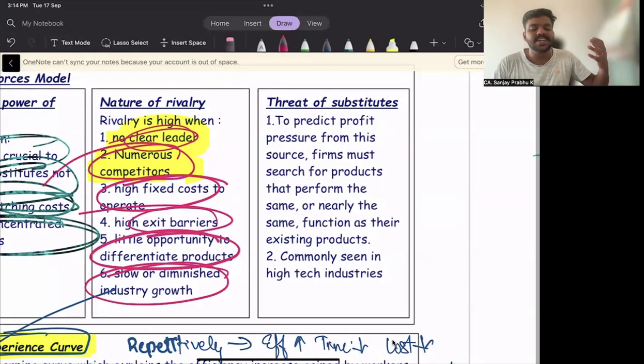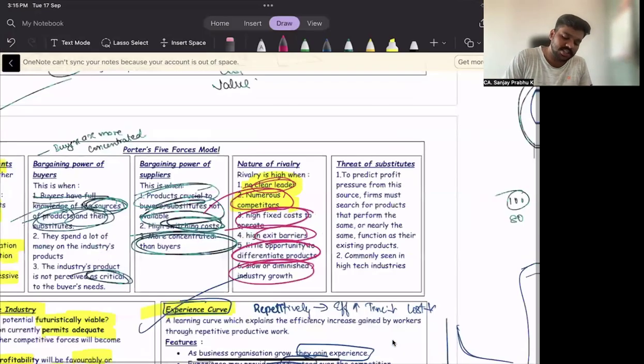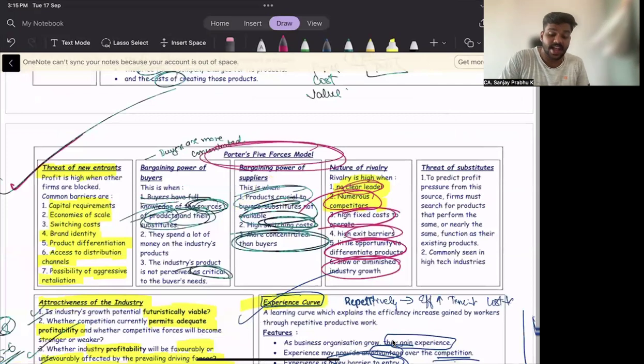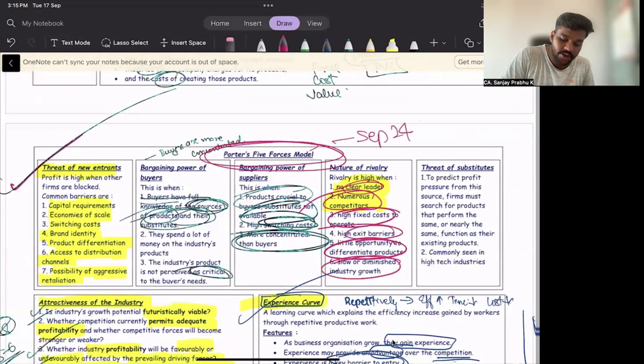Online classes. Now there is an academy, Physics Wallah, Commerce Wallah, Xylem. There are so many online classes, so many platforms where we can learn CA Intermediate, CA Foundation, CA Final online, right? So these are substitutes. When there are substitute products, it will increase the competition. So this is all about Michael Porter's 5 forces, where I'm expecting a question for September 24.